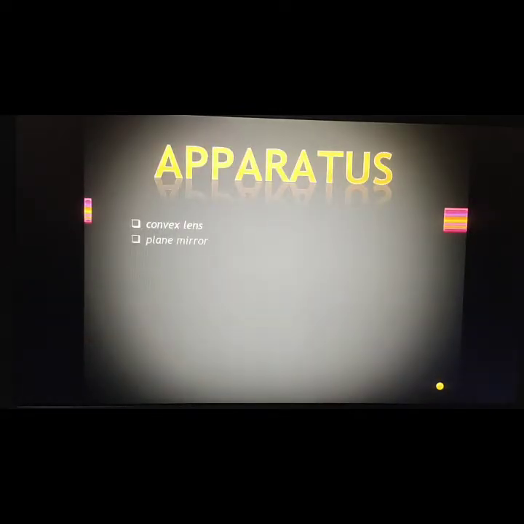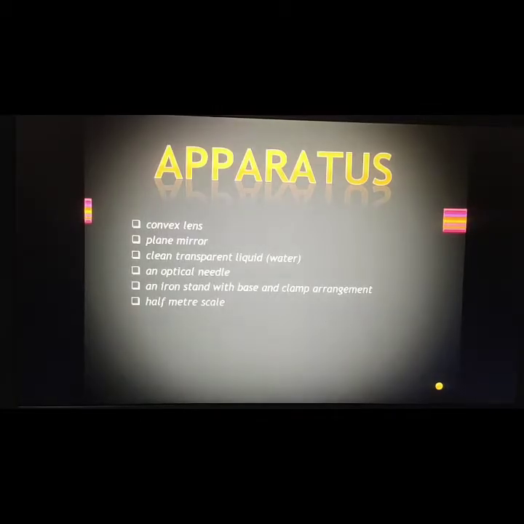Apparatus: convex lens, plane mirror, clean transparent liquid. We are taking water, an optical needle, an iron stand with base and clamp arrangement, half meter scale.